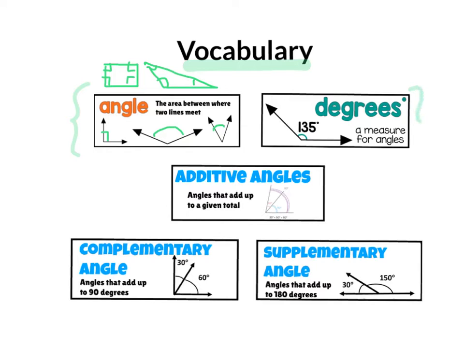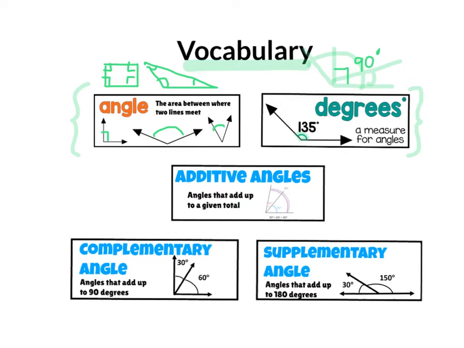Next up, let's take a look at degrees. Degrees are a measure for angles. So it's the way that we measure angles. For example, this angle measures 135 degrees. We said that a right angle is exactly 90 degrees. We know that anything greater than 90 degrees is obtuse, and anything less than 90 degrees is acute.